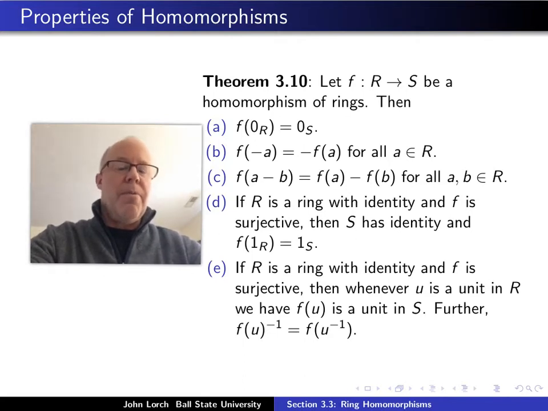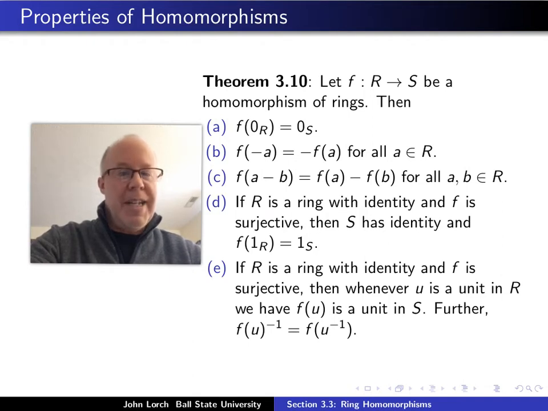Then if you start with a ring R that has identity, and if the function F is surjective, then you're able to conclude that the ring S must have an identity, and that you get that identity just by applying F to the identity in R. And finally, if R is a ring with identity and F is surjective, meaning it's onto, then if you start with a unit in R and you apply F, you wind up with a unit in S. In fact, the multiplicative inverse of F of U is obtained by just applying F to the multiplicative inverse of U.